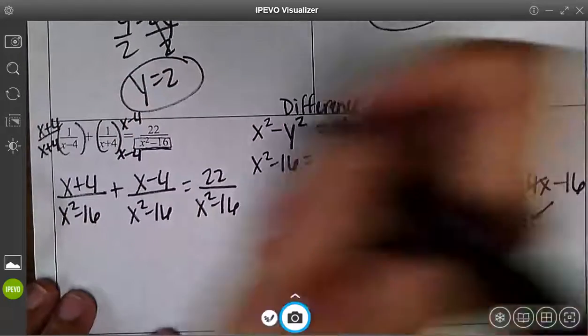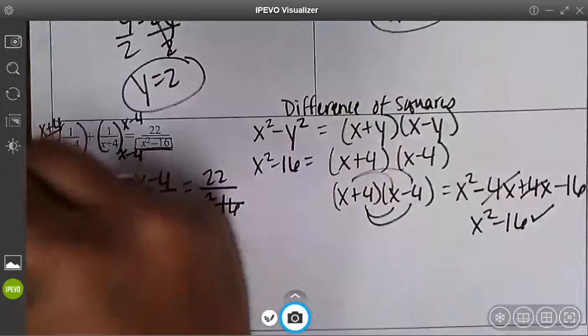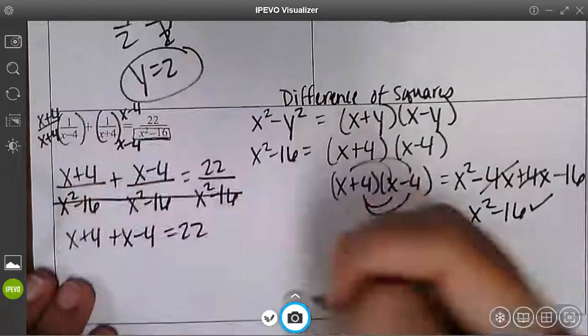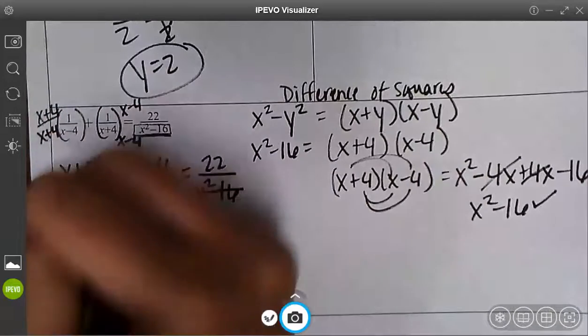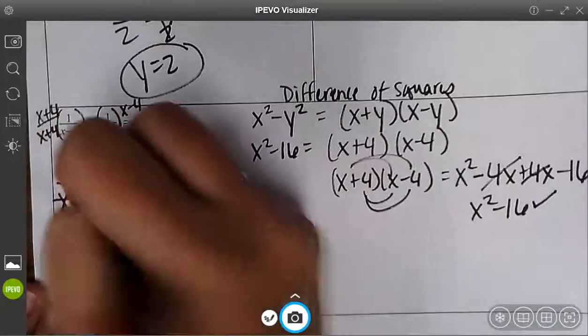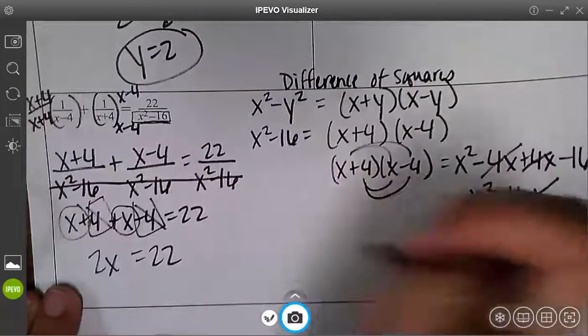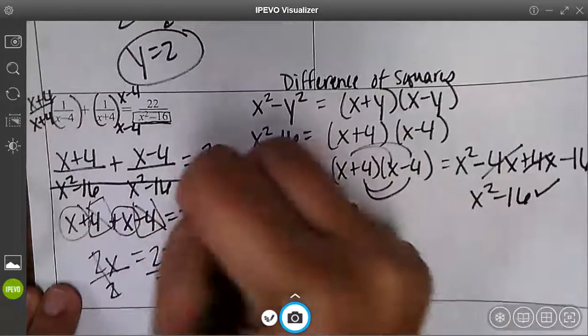There's probably going to be one exactly like this on your test. Cancel them out. You have x plus 4 plus x minus 4 equals 22. Combine your like terms. x plus x is 2x. 4 minus 4 cancels out. 2x equals 22. Divide both sides by 2, and you get x equals 11.